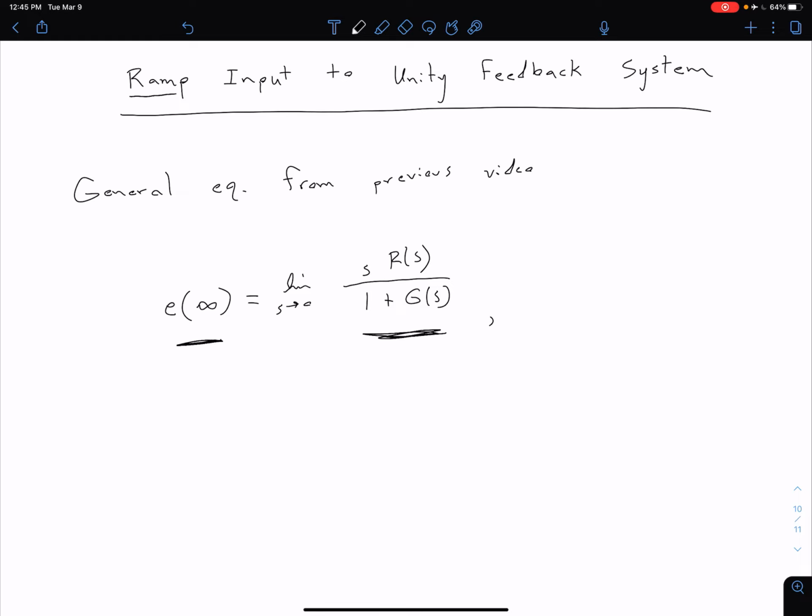And now in this case, because we have a ramp input, we're going to say that our R(s) is equal to 1 over s squared. And again, remember, this is for our unit ramp input. So unit ramp, and so because of that, we have the 1 in the numerator. If we had a gain, that 1 would just be replaced with whatever our gain is. So in general, we could call that K.